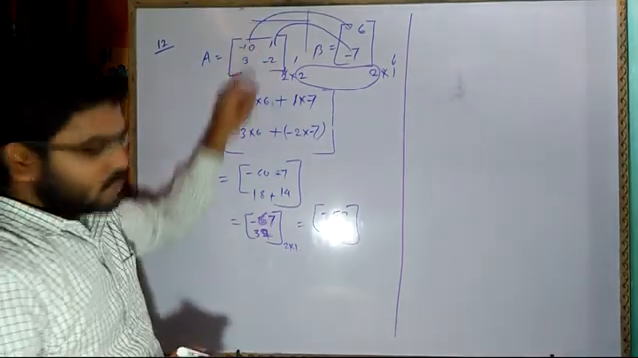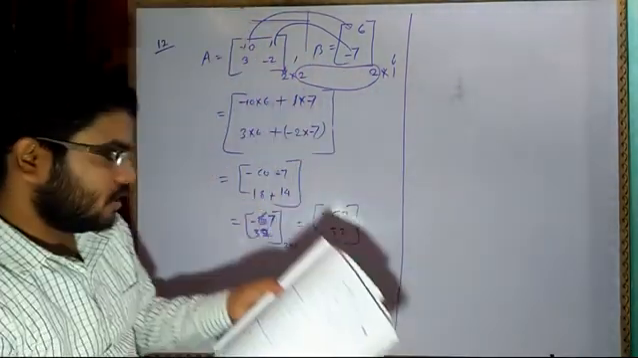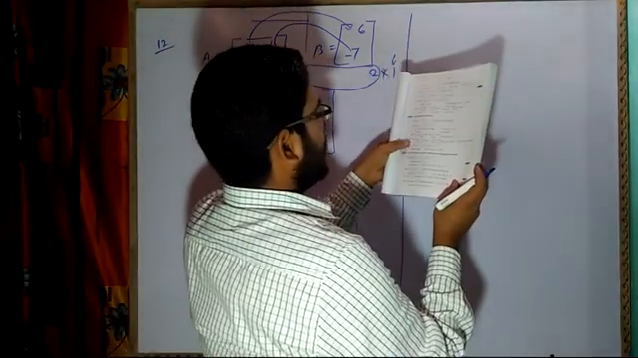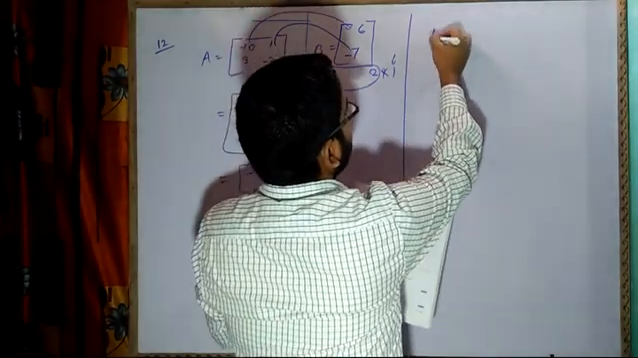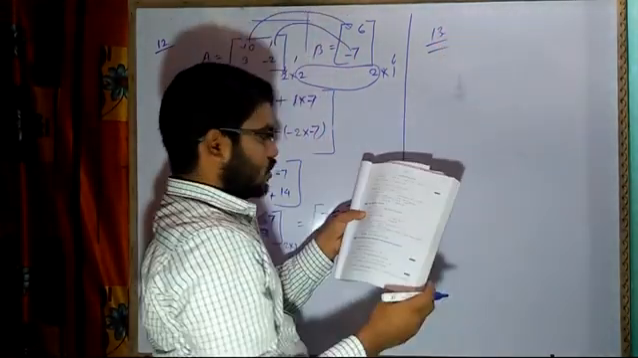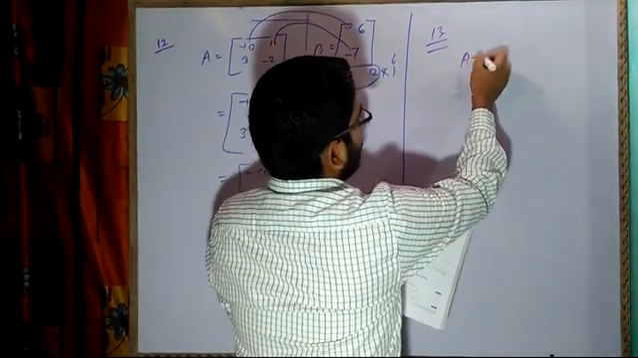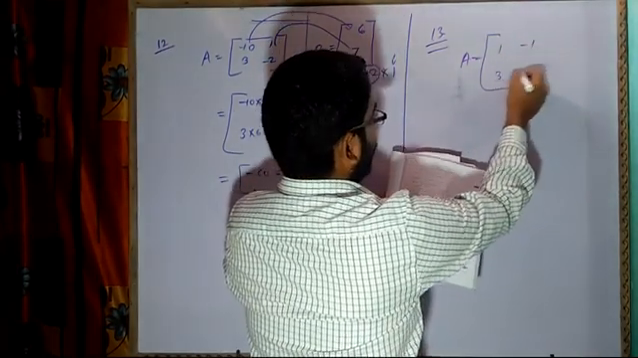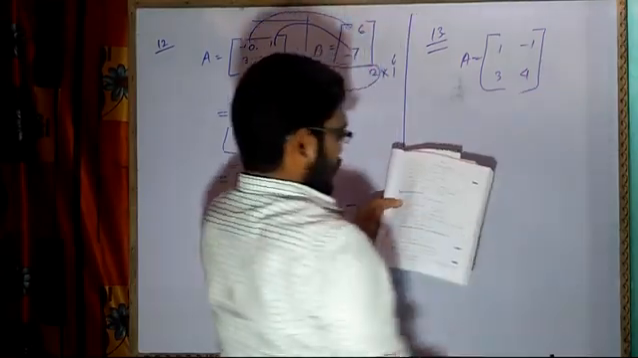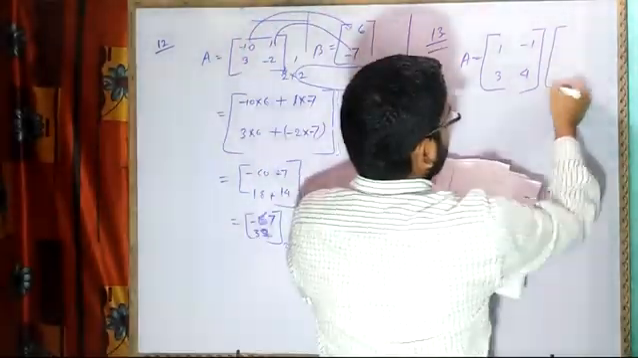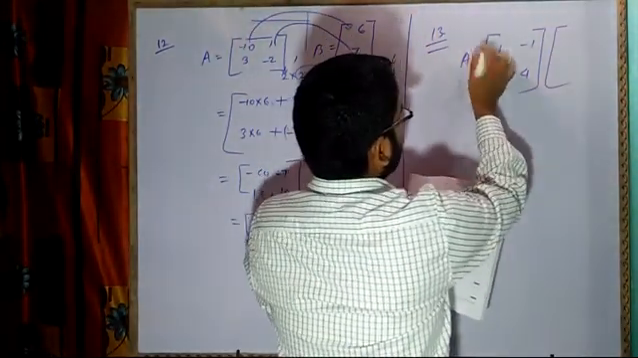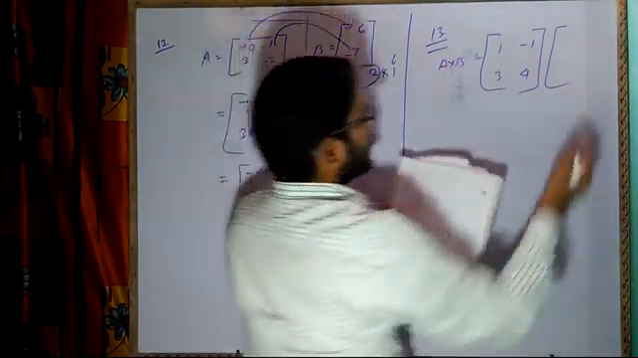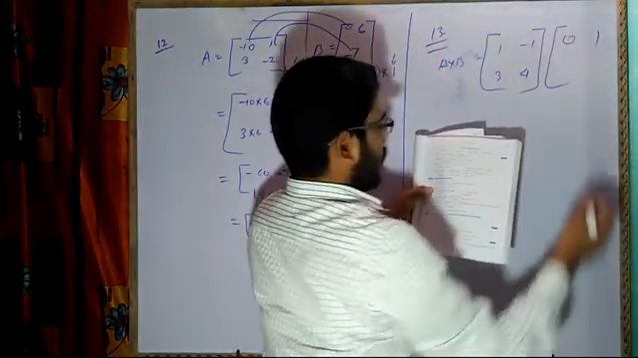See here what I have done. Okay, let me take another example, that will be better for you all. So let's take question number 13. First I am teaching you how to do multiplication. A is equal to 1, minus 1, 3, 4 multiplied with B. I am writing here A by B, sorry, A by B, 0, 1, 2, minus 3.